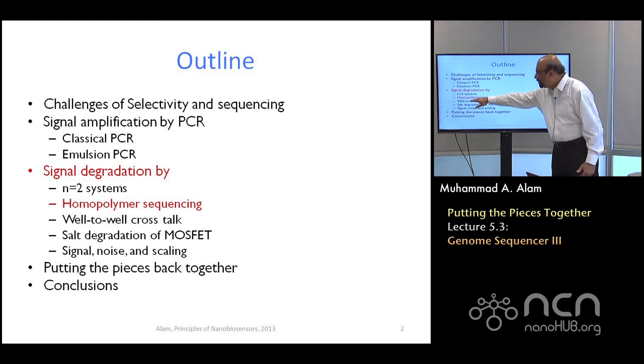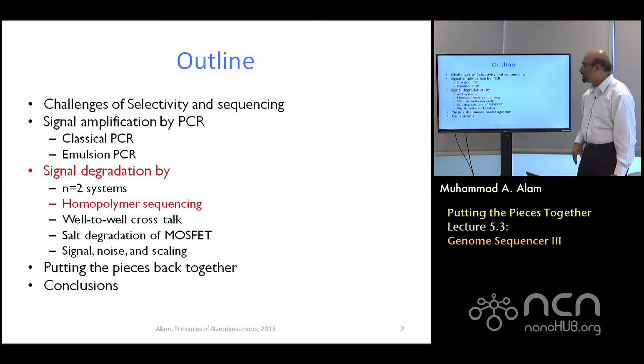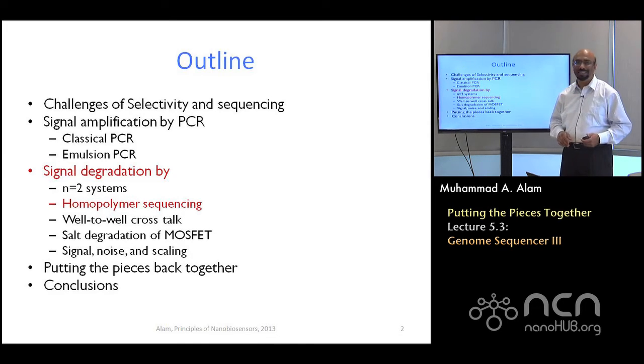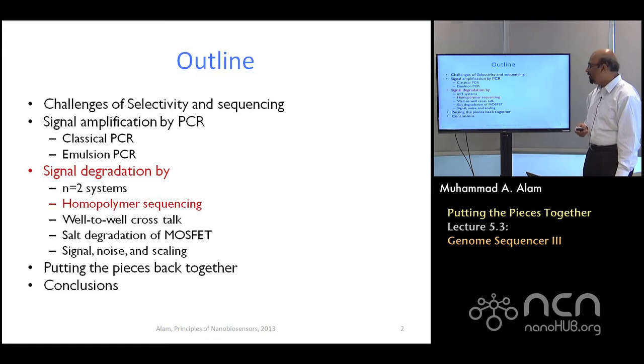So the next problem I want to explain to you is something called a homopolymer sequencing problem. This is again a selectivity problem. And you will see that most of the things that we are talking about now have to do with selectivity. Genome sequencing has solved the settling time and the sensitivity issue. No problem with those. But we are talking about now the selectivity one, which is really crucial. So let's talk about the homopolymer sequencing.